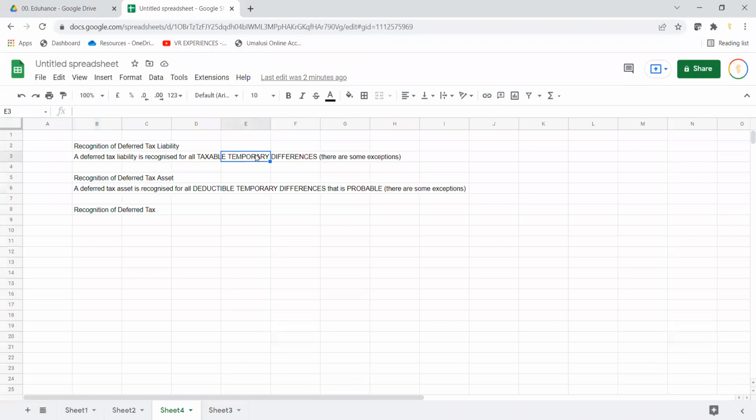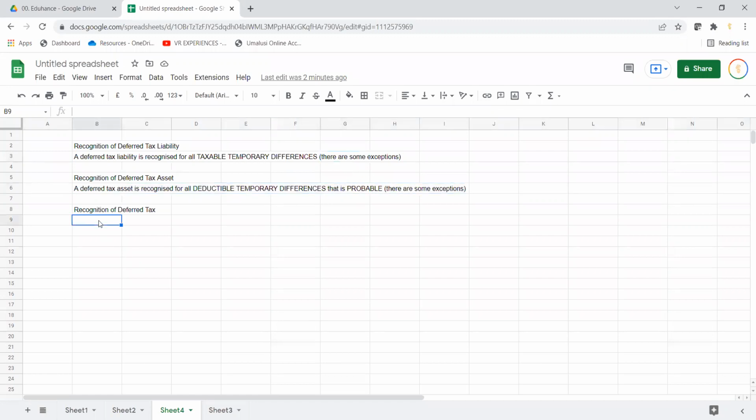So that's the difference between this one and that one. This one doesn't have probability. That one has a probability. There are some differences over here in how you can recognize a deferred tax asset, and I'll talk through that when we do a full-on question next week. But this is the general rule. Like I said, there are some exceptions.